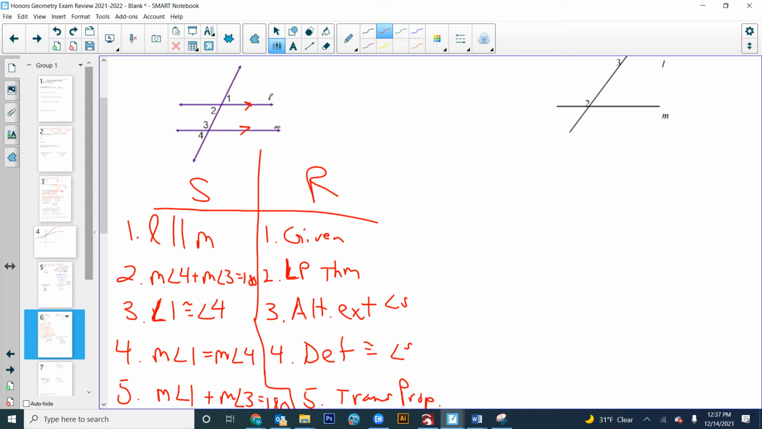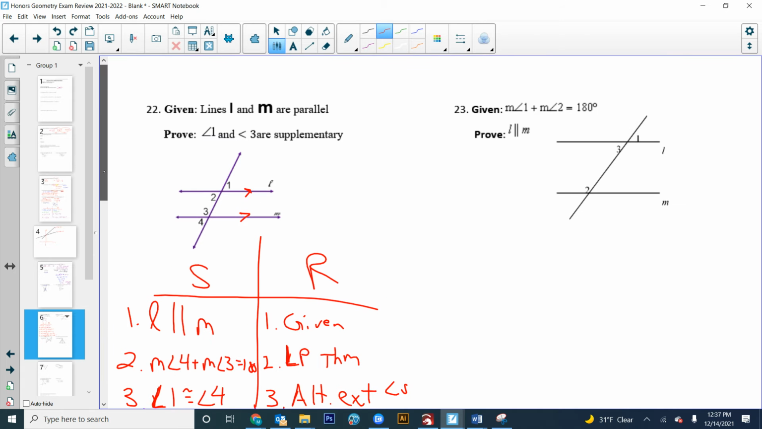I kind of like this way, because you don't need 2 supplementaries. You have a congruent and a supplementary, and it's a substitution. I kind of like that. Good job. All right, any other questions on these ones?